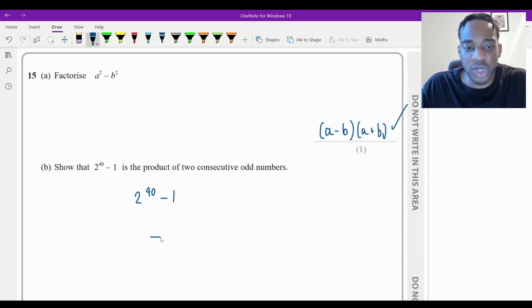So what I'm going to do is put subtraction here. I'm going to put a square here, like that, and a square here, like this. Now this one is easy. 1 to the power of anything we know is always 1. So I could write a 1 here. 1 squared is 1, that's fine.